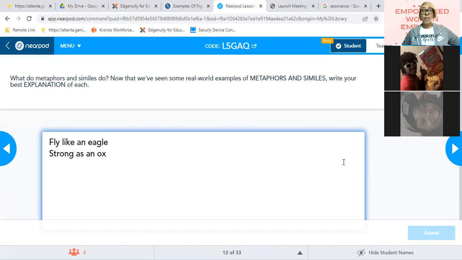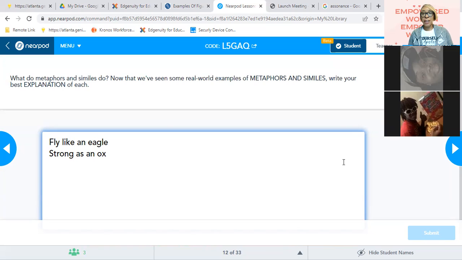Yes, those are great examples of similes. When they say fly like an eagle, what do they mean? They mean like they're flying real high and stuff. And when they say strong as an ox, oxen are real strong. Exactly. They have really great power and strength, right?